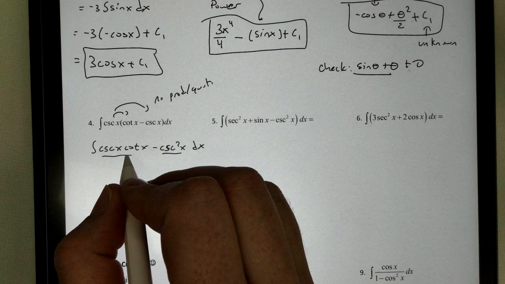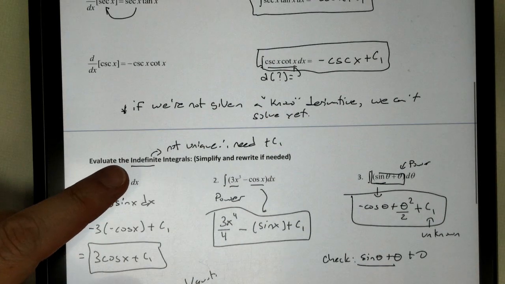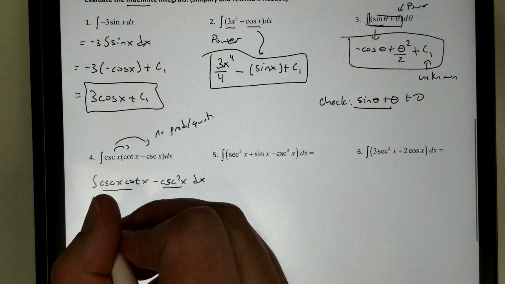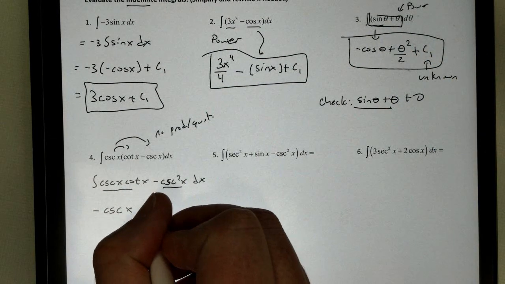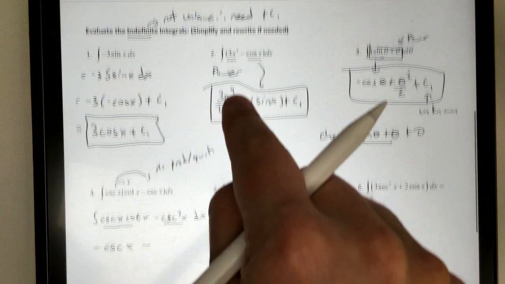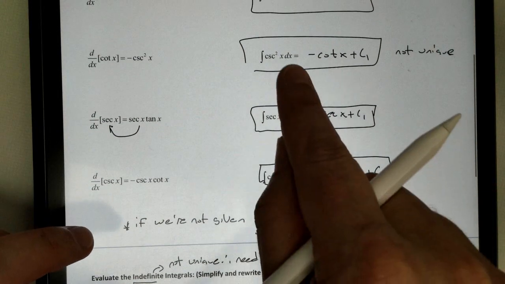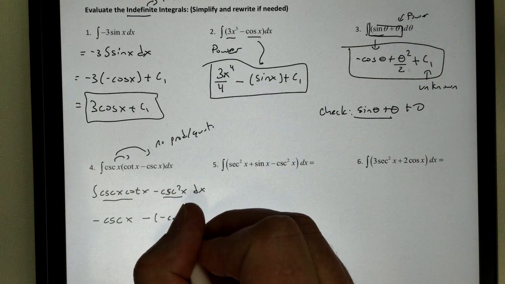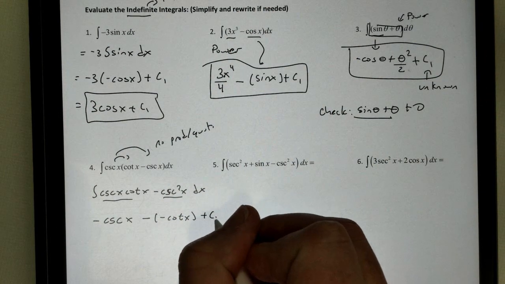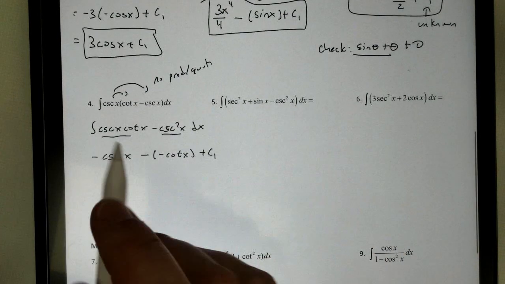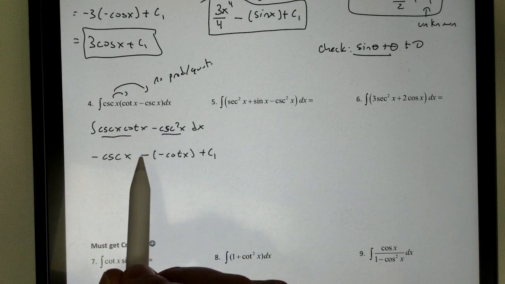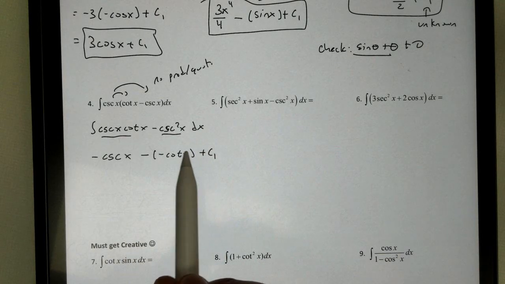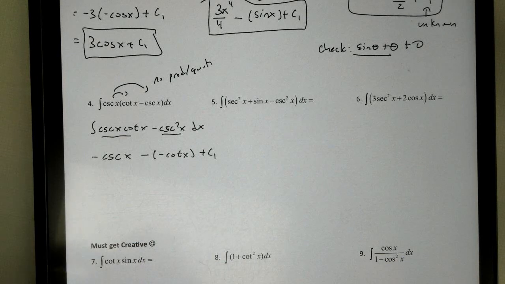The antiderivative of cosecant cotangent, if I go up to my list here, there it is, cosecant cotangent is negative cosecant of x. So this is just negative cosecant of x minus, what's the antiderivative of cosecant squared? So if I go up here, it's negative cotangent. So this becomes minus a negative cotangent of x plus c. Now if you notice, even though I'm taking two antiderivatives and both of these have a constant, we talked yesterday we can just combine it to make it one constant instead, and it makes it a little bit easier for us and less busy for us.